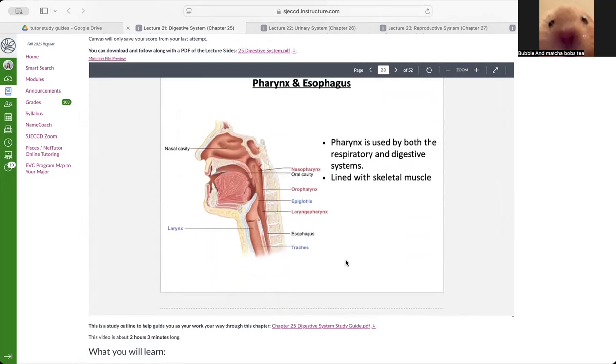Okay, so we have the pharynx and the esophagus. This one is used by the respiratory and digestive systems. The pharynx's mucosal layer is lined with stratified squamous epithelium. The muscularis layer is skeletal muscle. You can voluntarily or consciously control your pharynx. The pharynx is this area, so we have the nasopharynx, oropharynx, and the laryngopharynx down here. There are seven openings total: two openings for the nasal cavity, two openings for the eustachian tubes, the oral cavity, the glottis, and an opening to the esophagus.